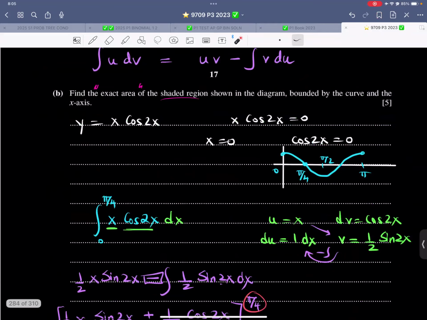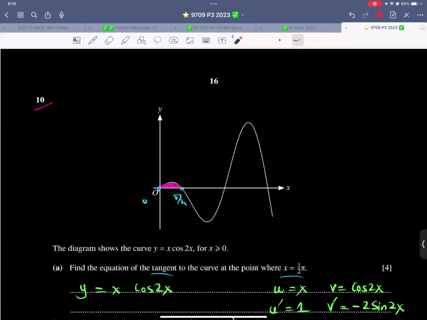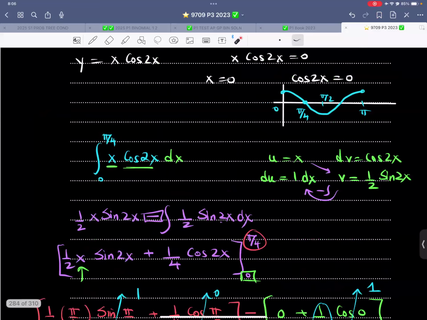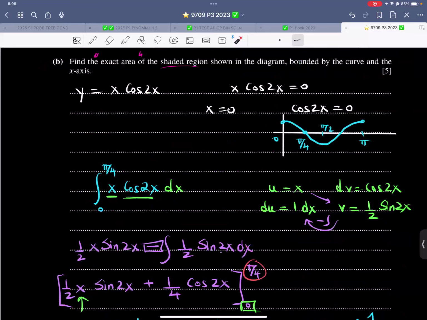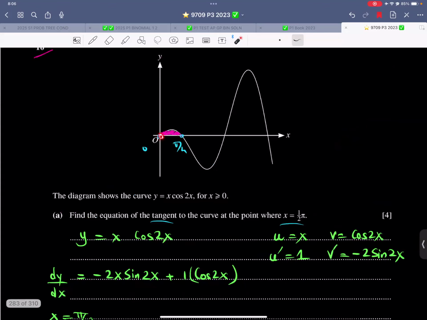Find the exact area of the shaded region bounded by the curve and the x-axis. X cos 2x, this is algebra, this is trig, this is integration by parts. Before that, get these two values. There are multiple values because the curve is going, but we need the first two values closest to the origin. X is equal to 0, cos 2x is equal to 0. Therefore, this is pi by 4 and this is 3 pi by 4. But we just need one of them as the origin. The other one is pi by 4.